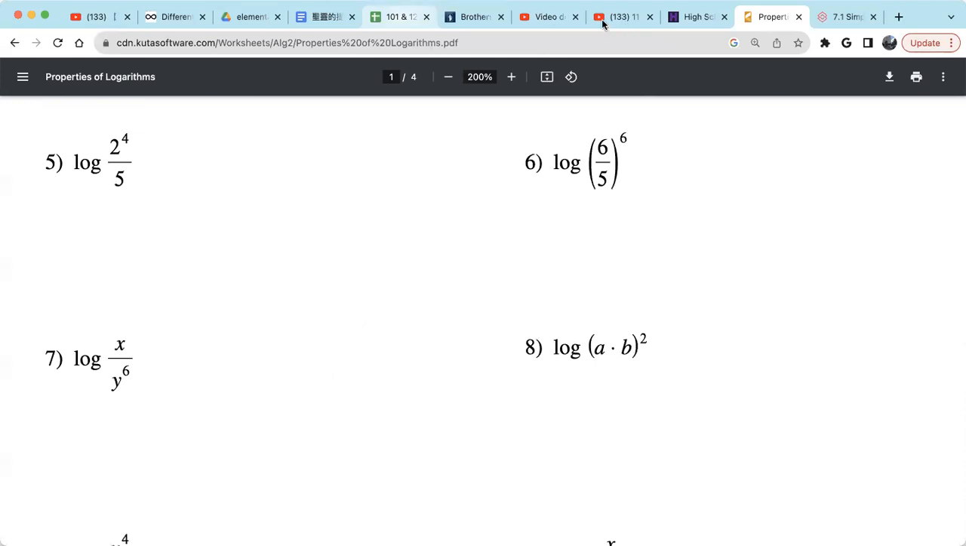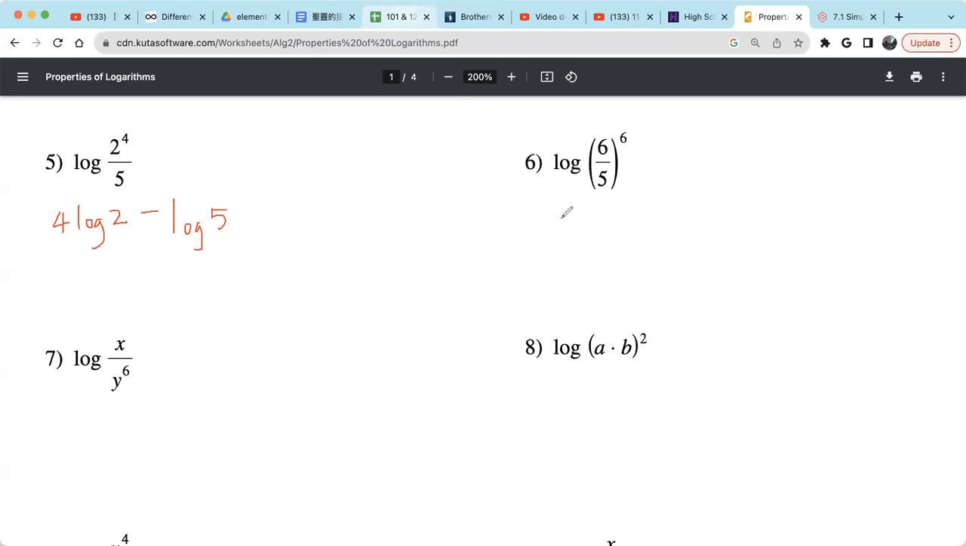Okay, let's practice more. Maybe you can do faster than me now. First, I see a quotient, right? I split it into log 2 raised to the 4th, so I'm going to pull this 4 up front. So I have 4 log 2. Then 5 is in the denominator, so I'm going to write a negative log 5.